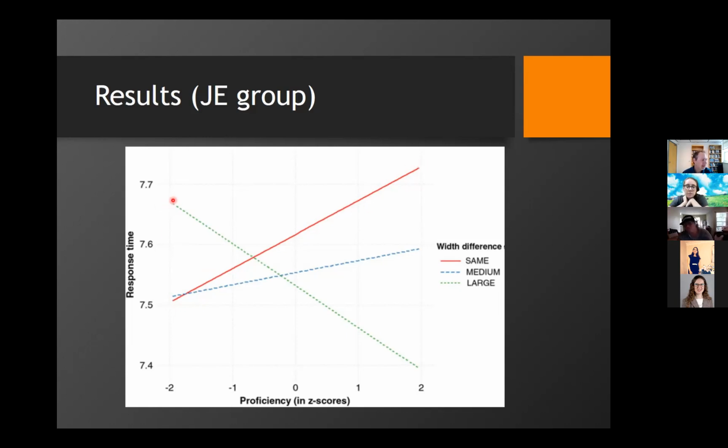And we see the opposite trend here with the large width difference. So the lower proficiency people took longer to respond, and the higher proficiency speakers took less time to respond. So again, this idea that it seems to be conditioned by proficiency.